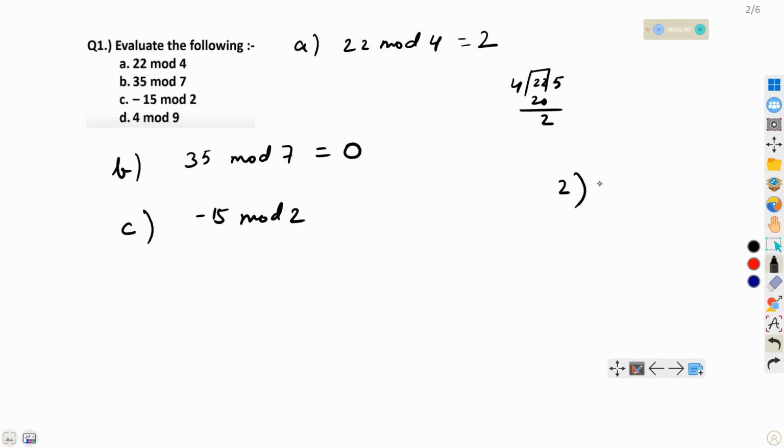See, minus 15 divided by 2. Okay. So what we'll do? We'll go 2 sevens are 14. But no. Whenever we use modular arithmetic, the remainder cannot be a negative number. So if we go like this, 2 sevens are 14 and we subtract it, we get minus 1. So we cannot do that. We don't want the remainder to be a negative integer. So what we'll do in this case, instead of going 2 sevens are minus 14, we'll go a number which is bigger than 15.